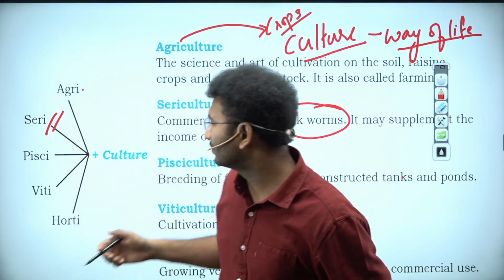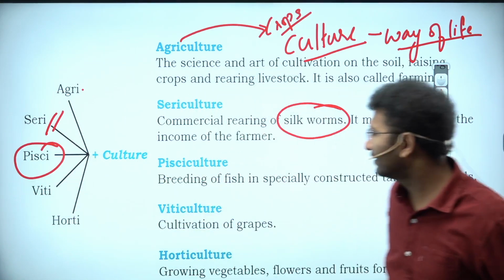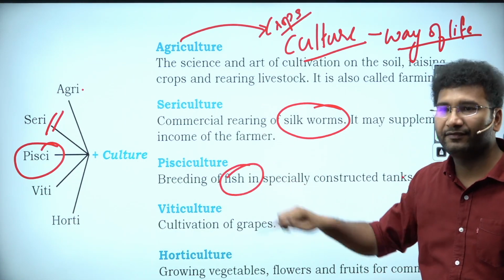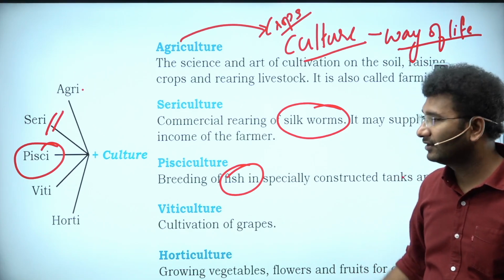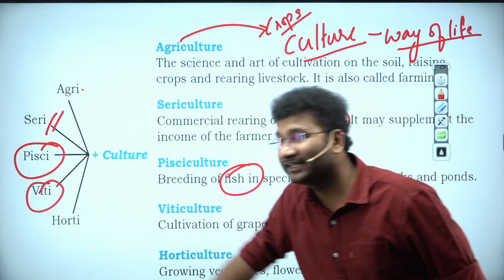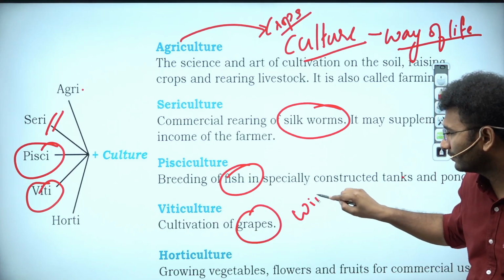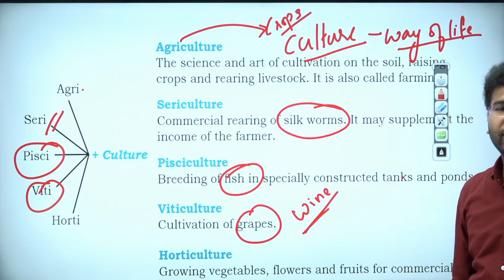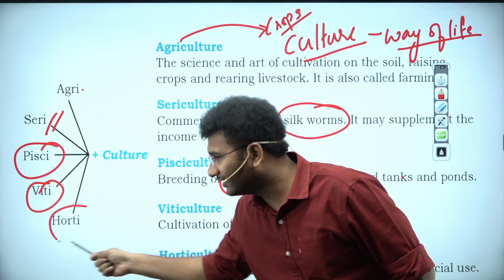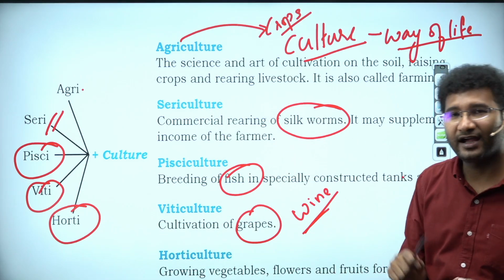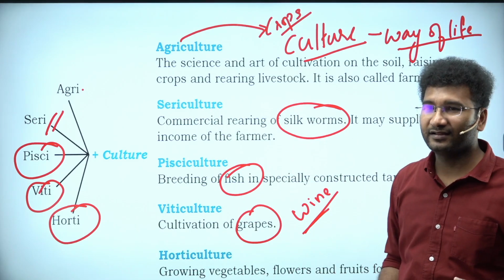When it comes to pisciculture, which is nothing but fish, fish is your pisciculture. When it comes to viti, it is grapes. Okay? Grapes, that is wine production of wine. Likewise, horti, it comes to fruits and vegetables, right?